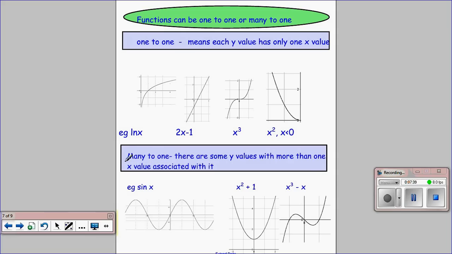So it's important to understand what a one-to-one function is and a many-to-one function. Okay, we'll leave that there for now. There'll be more work on functions. I hope that's helpful.